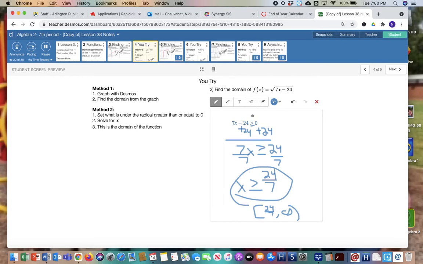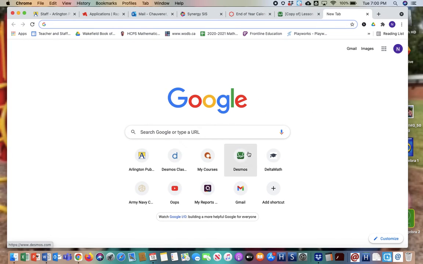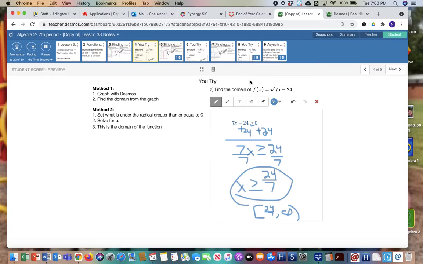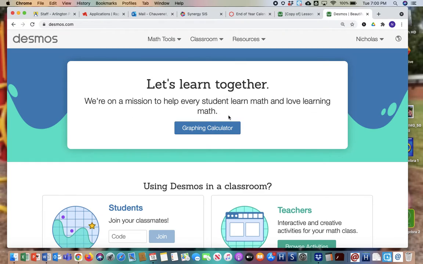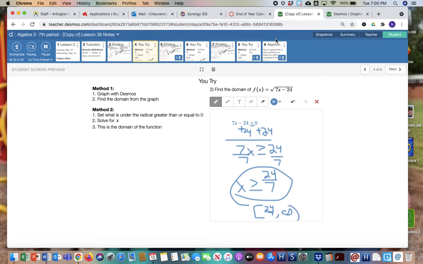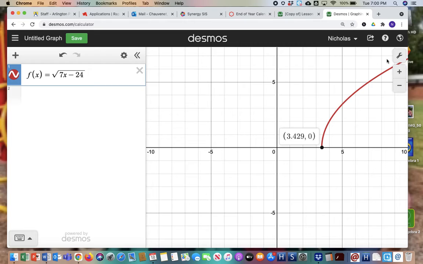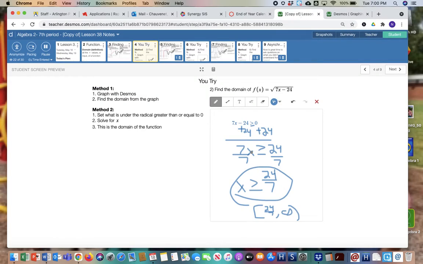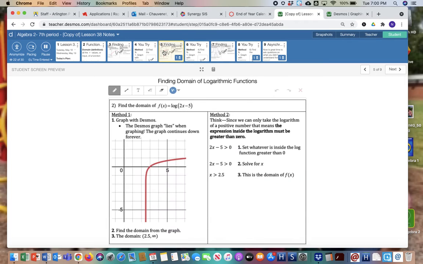How would this look in a Desmos graphing calculator? If we open up a graphing calculator for Desmos, we want to copy this function so we can see what we need to see. So we put this into the graph. Now I'm going to click on this point, 3.429, which is the exact same decimal as 24 over 7. And then where does the graph go? It goes out to the right. So it's everything from this point greater than or equal to. It'd be the same thing. All right, so that was the square root.